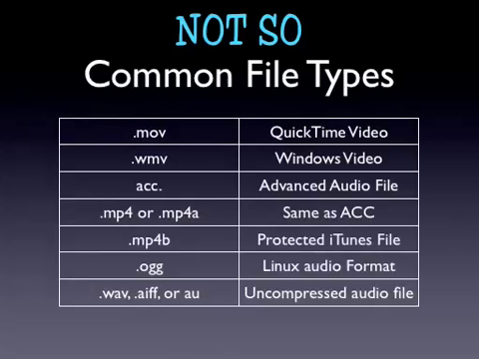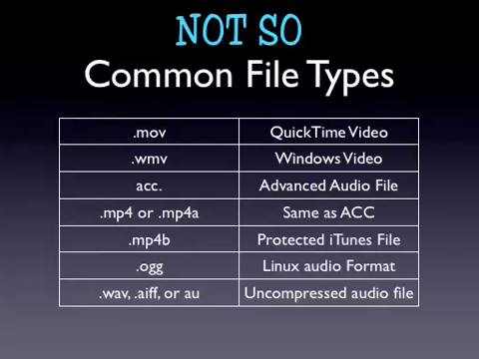ACC, MP4, and MP4A are all associated with iTunes. MP4B is also associated with iTunes, but it's a protected file. It has digital rights management, and so you may not be able to even hear that particular file if you don't have the proper permissions to be able to listen to it. The last ones down there, WAV, AIFF, or AU, are uncompressed audio files. A lot of applications you work with will create audio in those files.